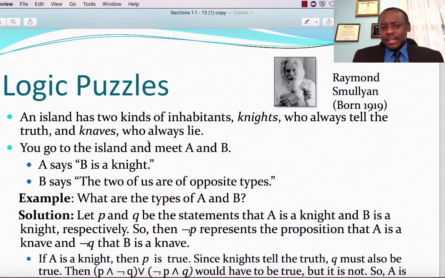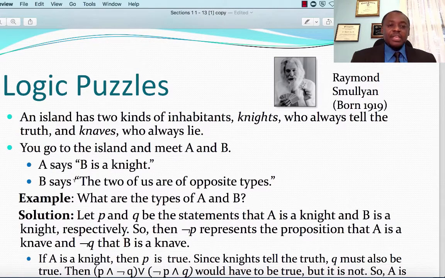Let's try this example. An island has two kinds of inhabitants, knights who always tell the truth and knaves who always lie. You go to the island and meet two people, A and B. A says B is a knight. B says the two of us are of opposite types. What are the types of A and B? Of course, without translating to logic, if you think about it rigorously, you should still be able to come up with the correct answer. But logic makes it even more fun. So let P and Q be statements that A is a knight and B is a knight.